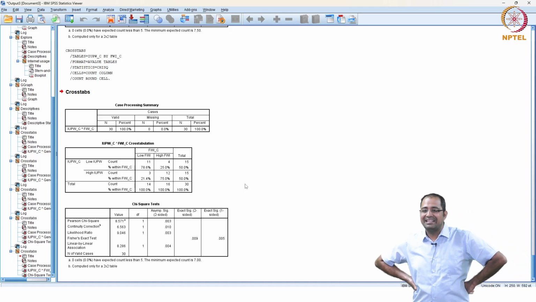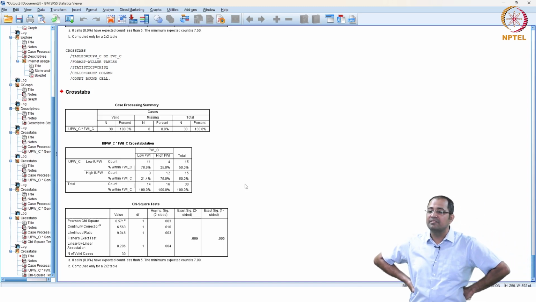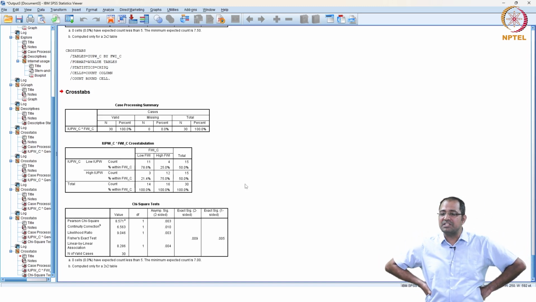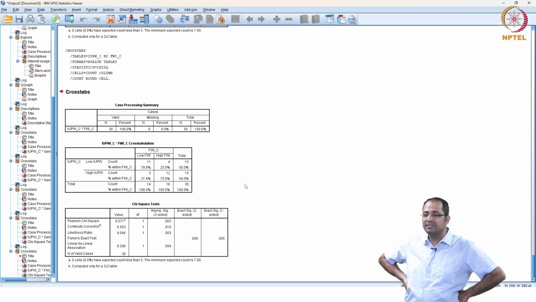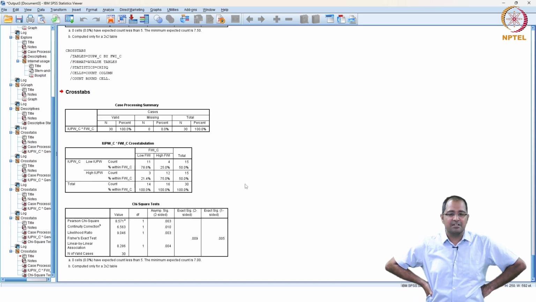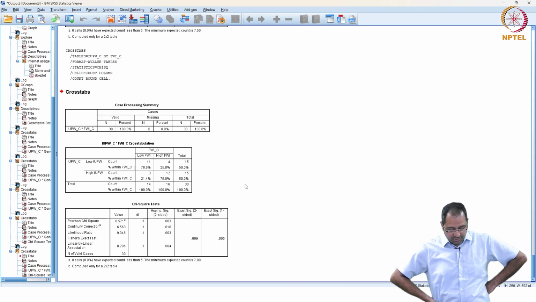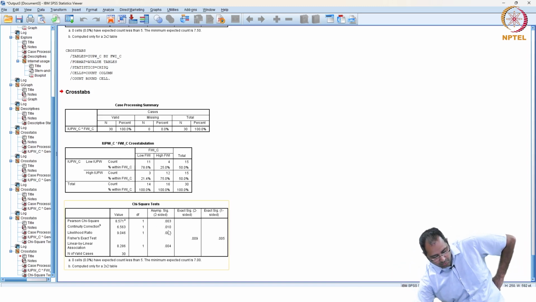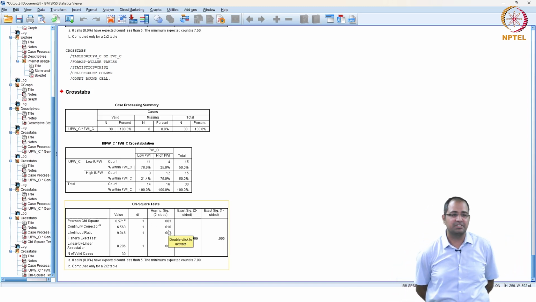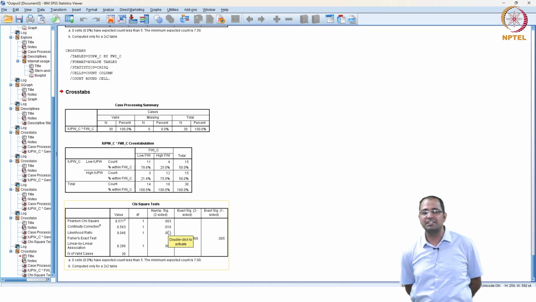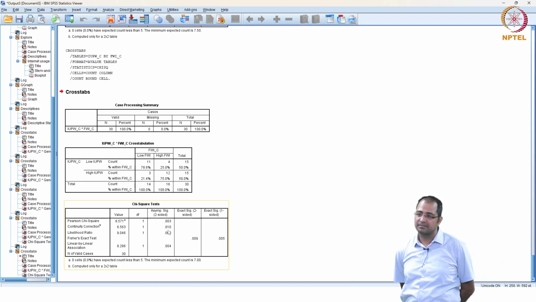So less than or equal to 0.05, which means the probability is only 1%, which means our initial assumption of no association, the null hypothesis itself, is wrong. We reject the null hypothesis because the p value here, you look at, it is continuity correction, it is 0.010, less than 0.05.